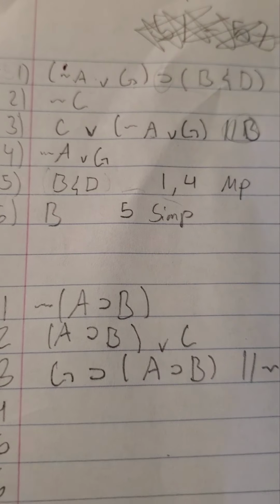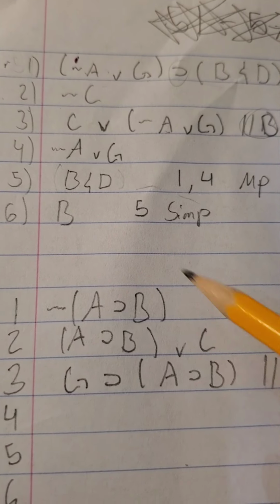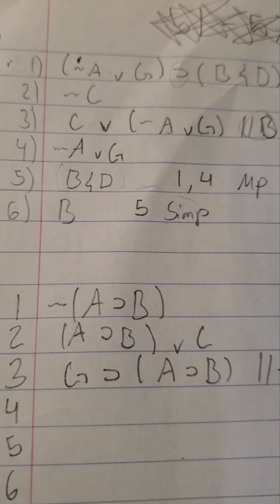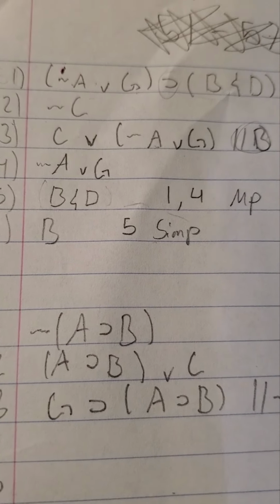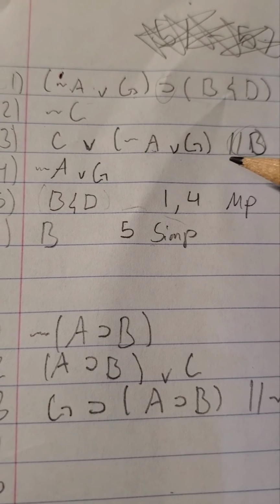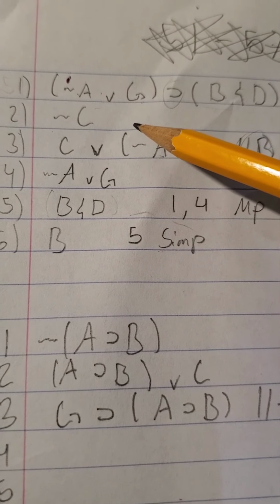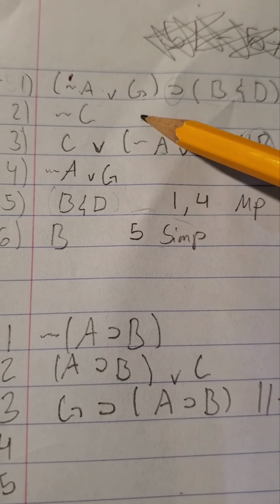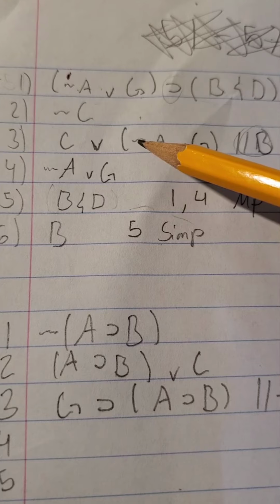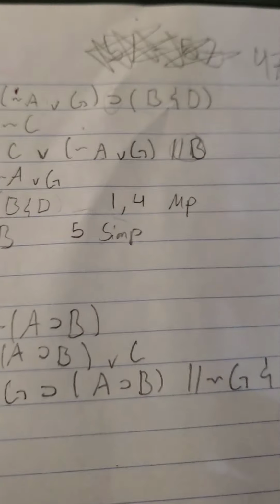Sometimes you only have one per line, like 6 only has 5, but it tends to be you have to at least use all of them once. So here we need to use 3 and 2. Well, how can we use 3 and 2? Well, we see here that what is this? This is a DS.